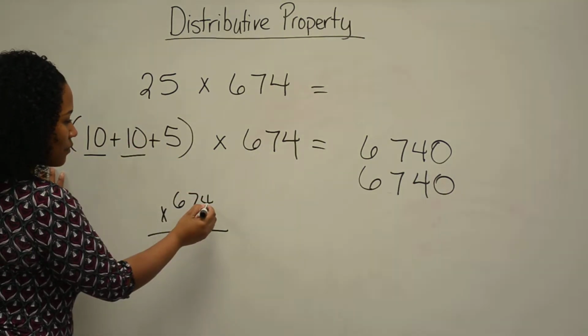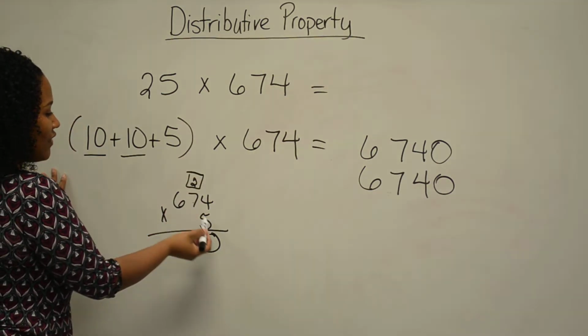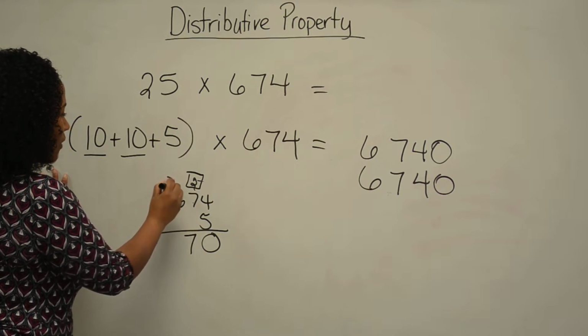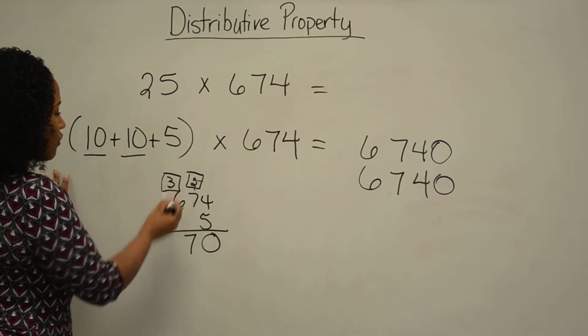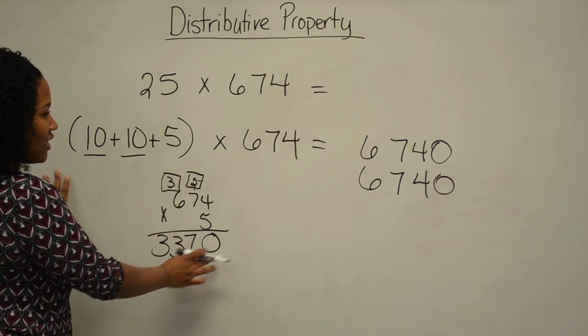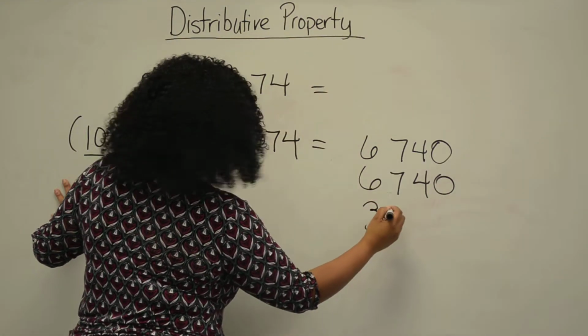Let's multiply. 4 times 5 is 20. Carry my 2. 7 times 5 is 35. 36, 37. Carry my 3. 6 times 5 is 30. 30 plus 3 is 33. So 3,370 is half of 6,740. I'm going to add it over here.